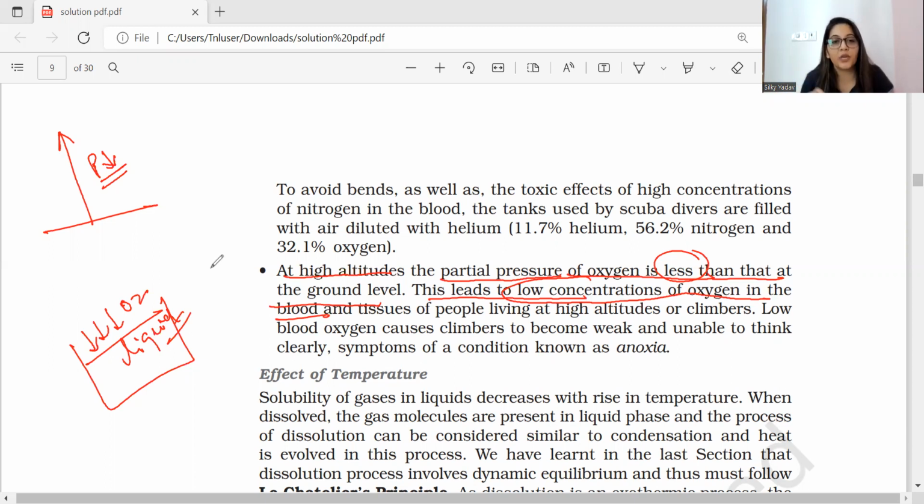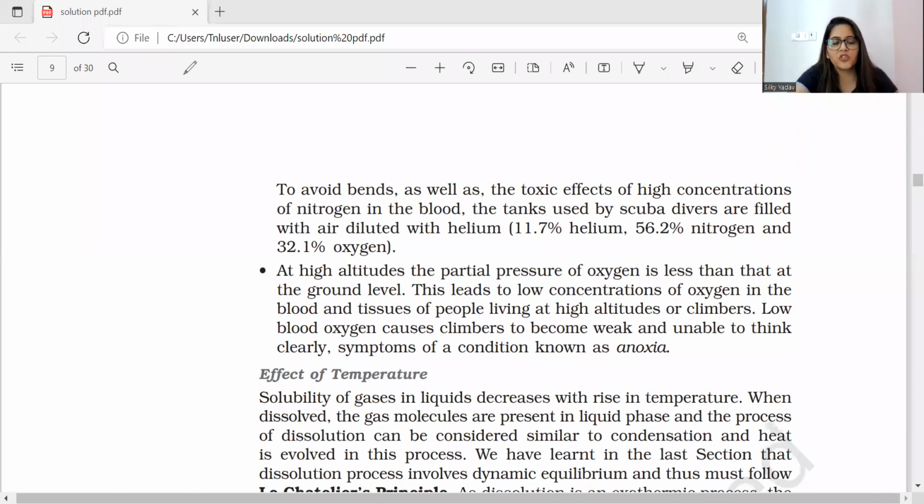Because of the decreased pressure, less oxygen is available, and that will create unconsciousness in our body, because our blood and our tissues or cells are not getting the appropriate amount of oxygen that is required, right? So at higher altitude, climbers face this type of problem, and this condition is called anoxia.